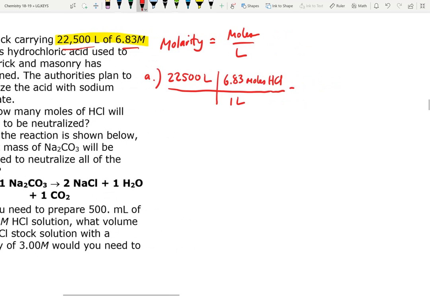Let's just go 154,000 moles, just to kind of round that off. Okay, so it's a pretty big number. All right. That's a bunch of acid. And so you can kind of get a sense a little bit maybe of why these sorts of spills are so substantial, because we're talking about ginormous quantities of chemical that are spilled all over the place.